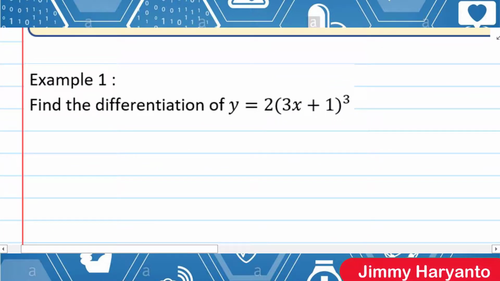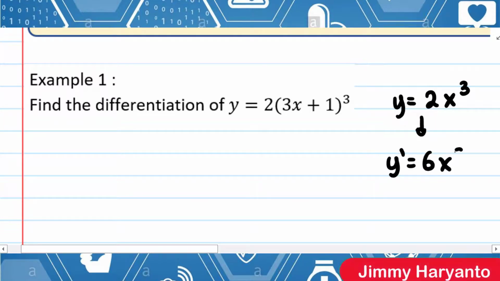Okay, so example 1. For example 1, we have this type of function: y equals 2 times (3x plus 1) to the power of 3. Usually you have this type of question like 2x to the power of 3. When you differentiate this one, you will have 6x squared. Right? It's a simple function. But now, what is raised to the power of 3 is another function, not x, but 3x plus 1, to the power of 3.